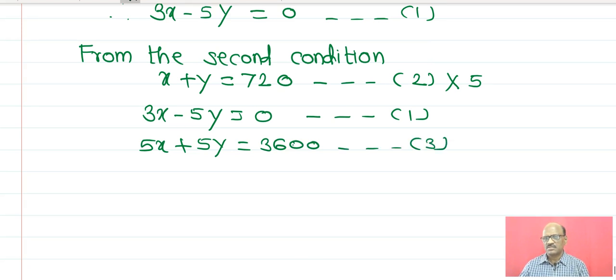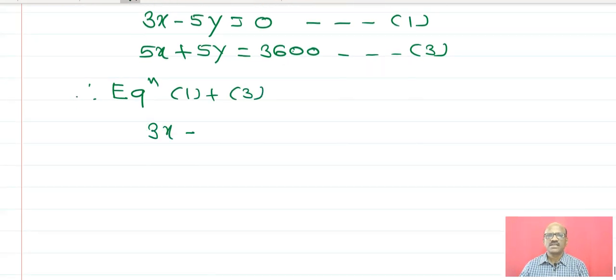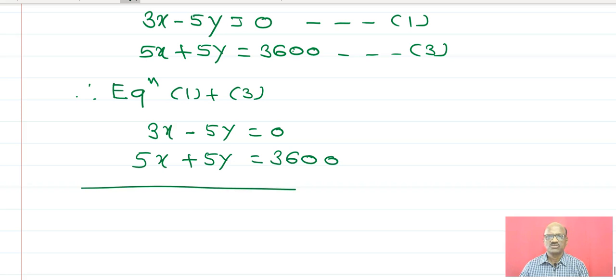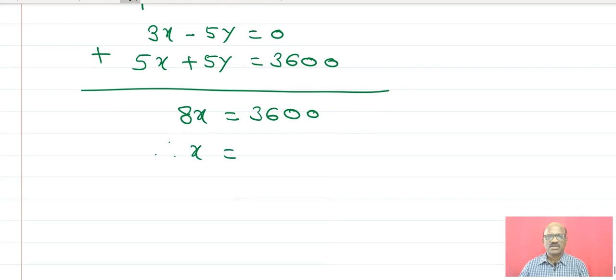Therefore, the second condition, that is x plus y is 720. Now multiply equation 2 by 5 and add these two equations. That is 5x minus 3y is equal to 0 and 5x plus 3y is equal to 3600. We add these two equations. Plus y minus y get cancelled. 5y. We get x is equal to 3600.